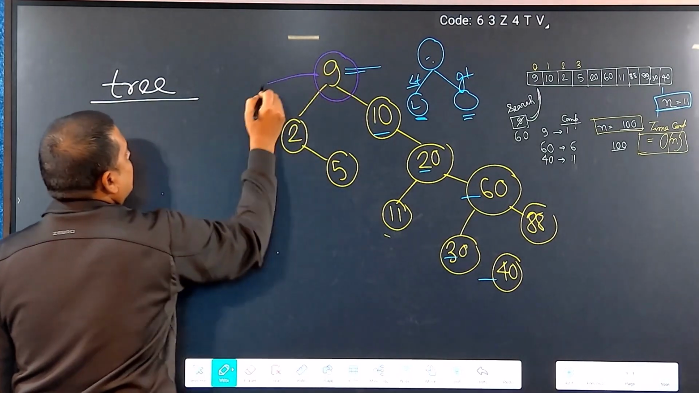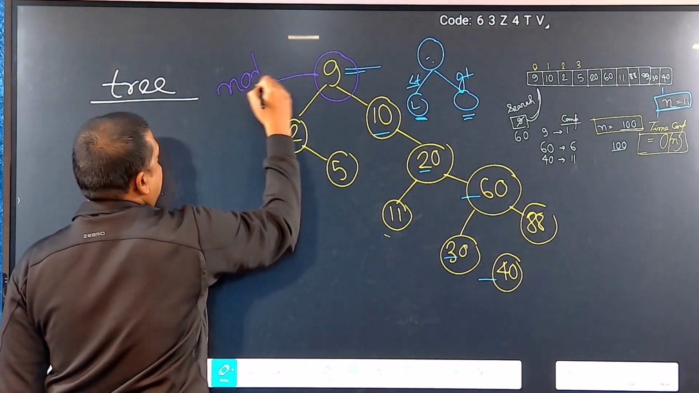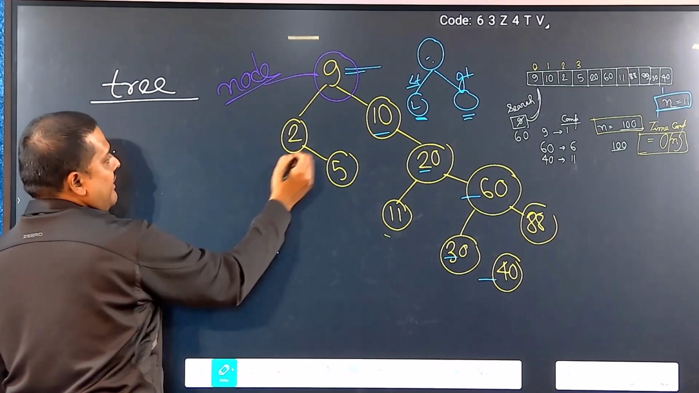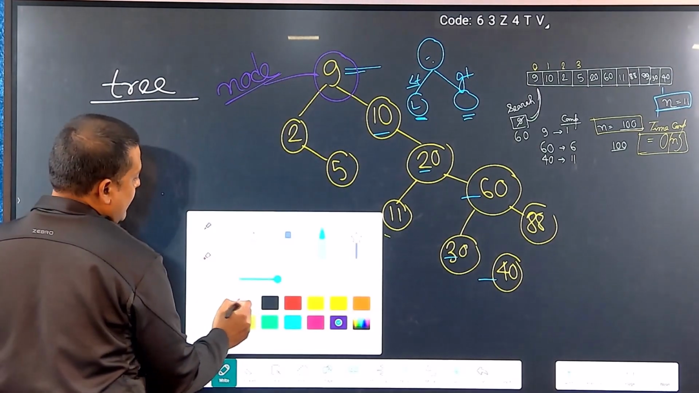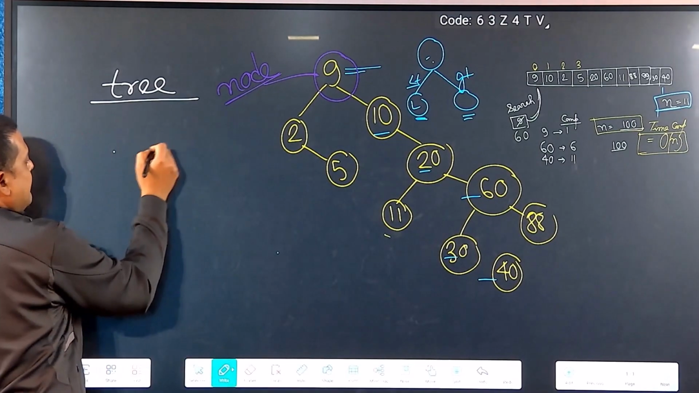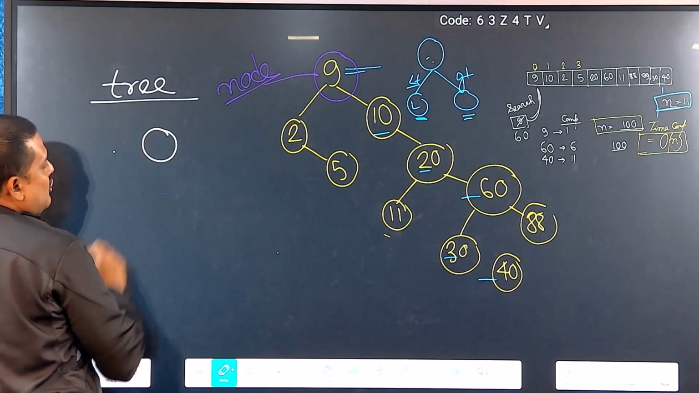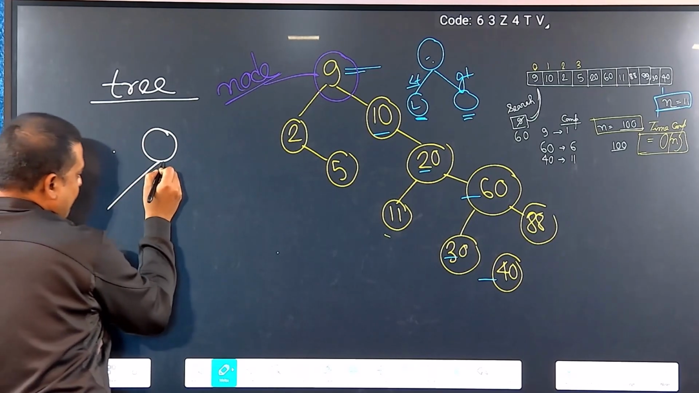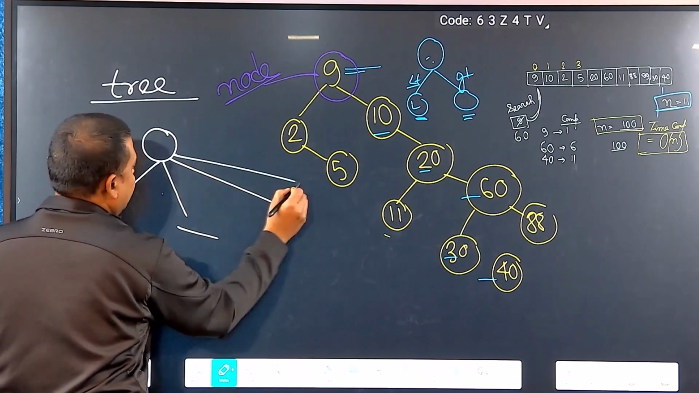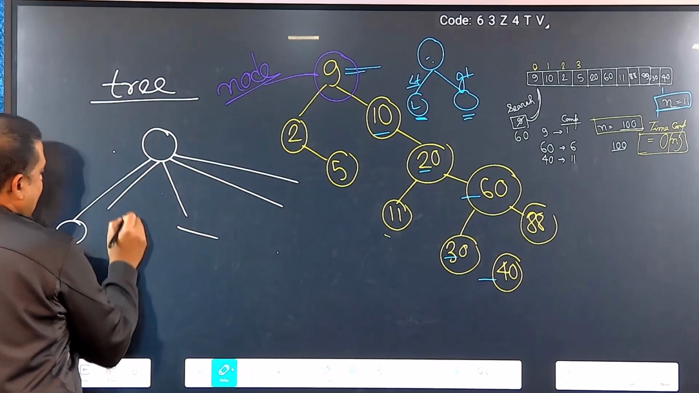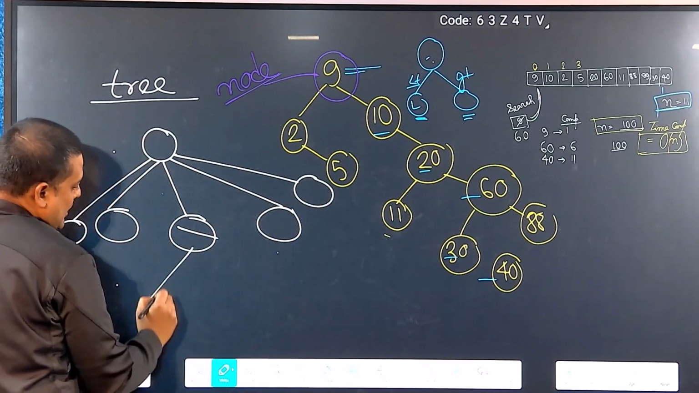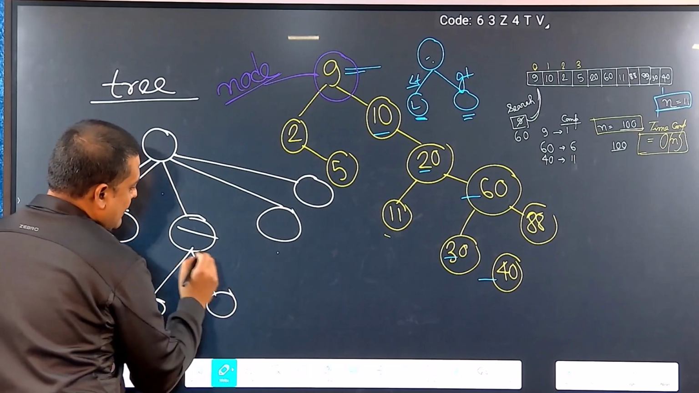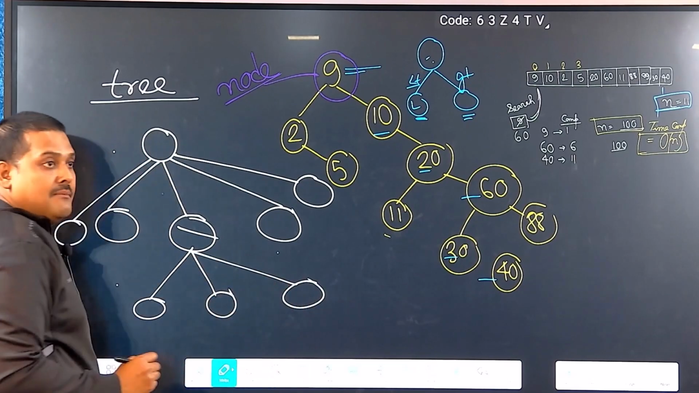Everything is called a node. This is called a node. Everything is called a node, and one tree can have multiple values. So, this is a node. This node can have one or two different nodes. This can have multiple values. This node can have multiple values. This node also can have multiple values.